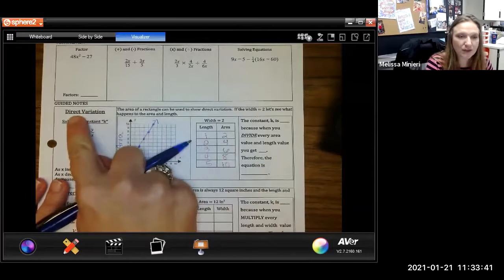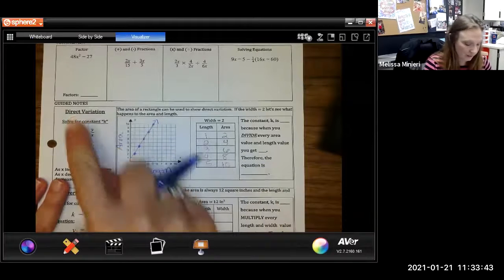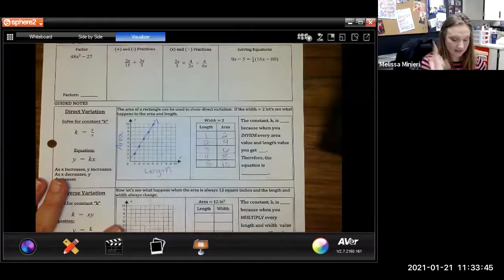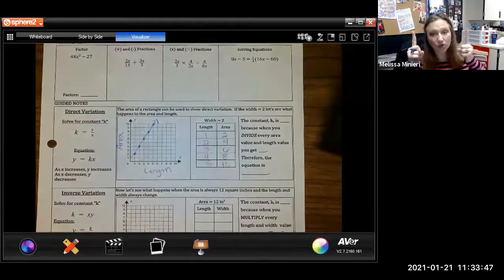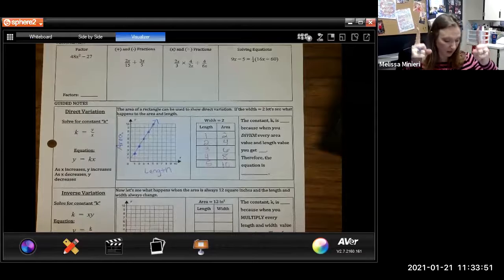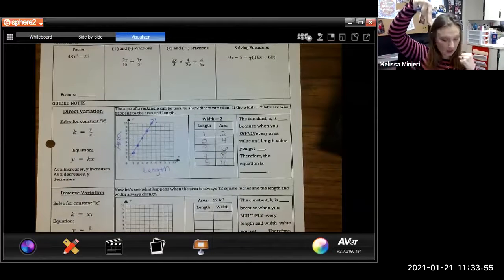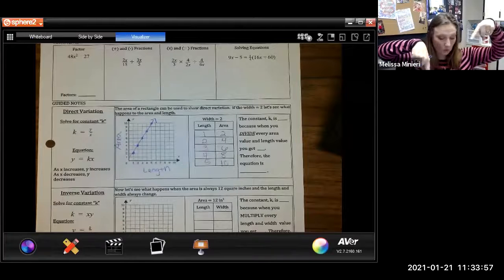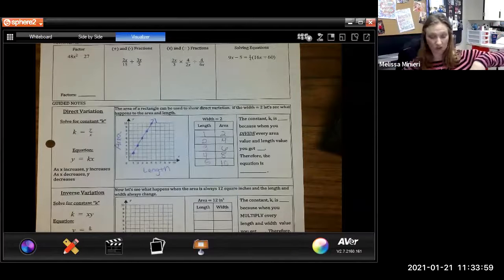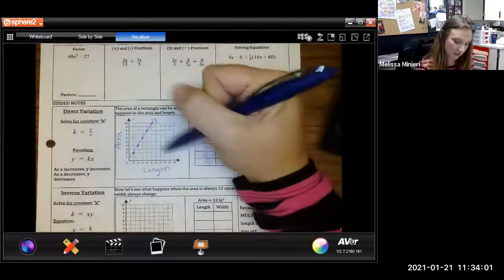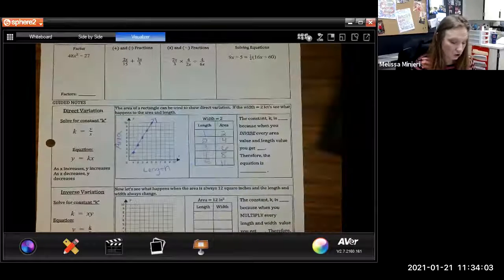And so a direct variation relationship means that as x increases, y will also increase. That's a direct relationship. The variables move in the same direction. Also, it could be the other way around, right? As x decreases, y will also decrease. That would be a linear equation that is sloping down this way. So those are called direct variation.